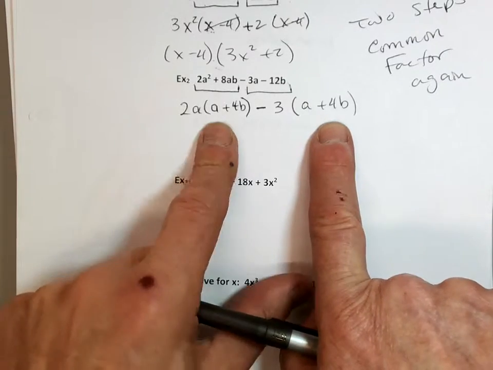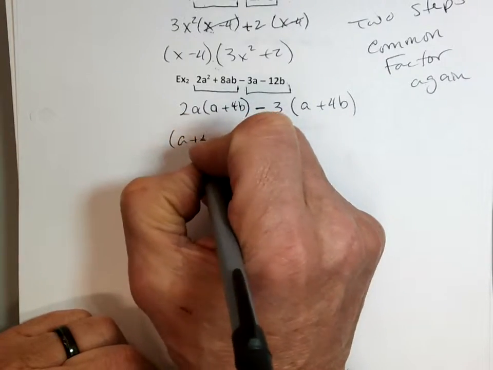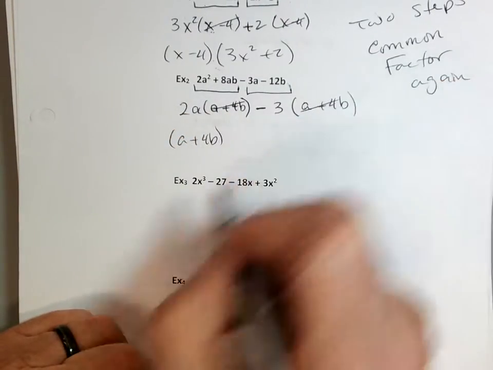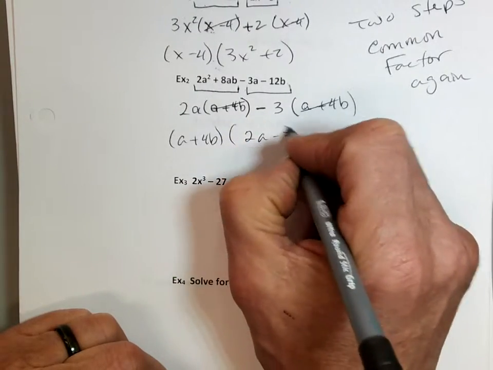So what do the two pairs have in common? An a plus 4b, so I took that out. What's left over? A 2a minus 3. Okay, good.